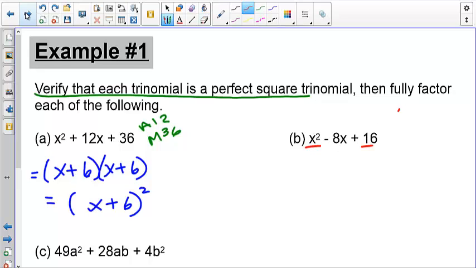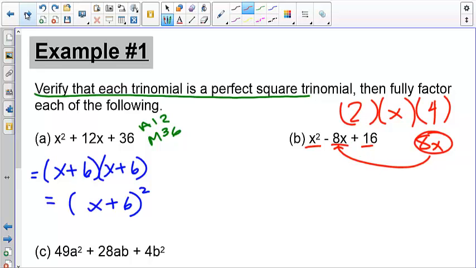What's the square root of the first term? It's x. What's the square root of the last term? It's 4. And what's 2 times x times 4? It's 8x. And that matches with that term in the middle.